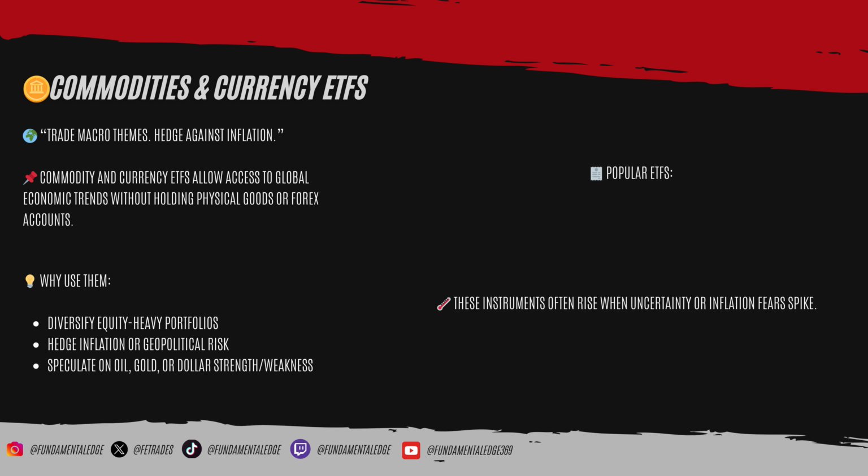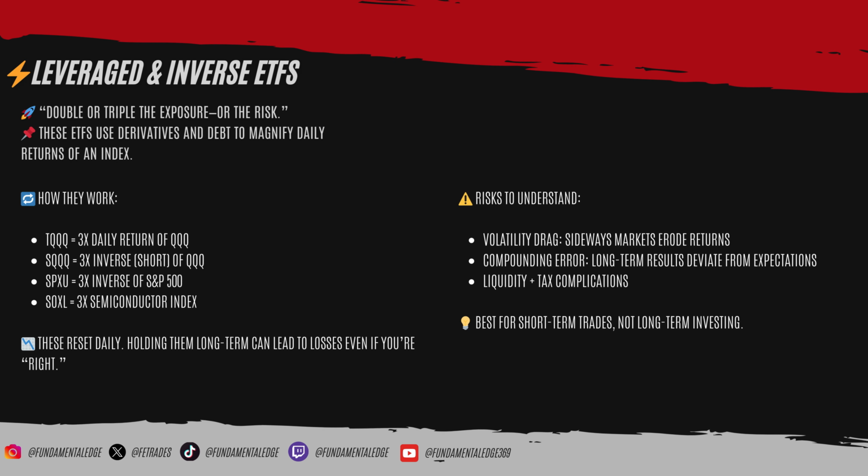Now let's explore some of the most aggressive and risky tools on the market, leveraged and inverse ETFs. Leveraged ETFs aim to multiply the daily returns of an index, usually 2 times or 3 times. Inverse ETFs do the opposite. They go up when the underlying index goes down. Some examples: TQQQ is 3 times the daily return of QQQ. On the other hand, SQQQ is the 3 times inverse of QQQ. Then you have SPXU as the 3 times inverse of the S&P. SOXL brings 3 times the daily return of the semiconductor index.